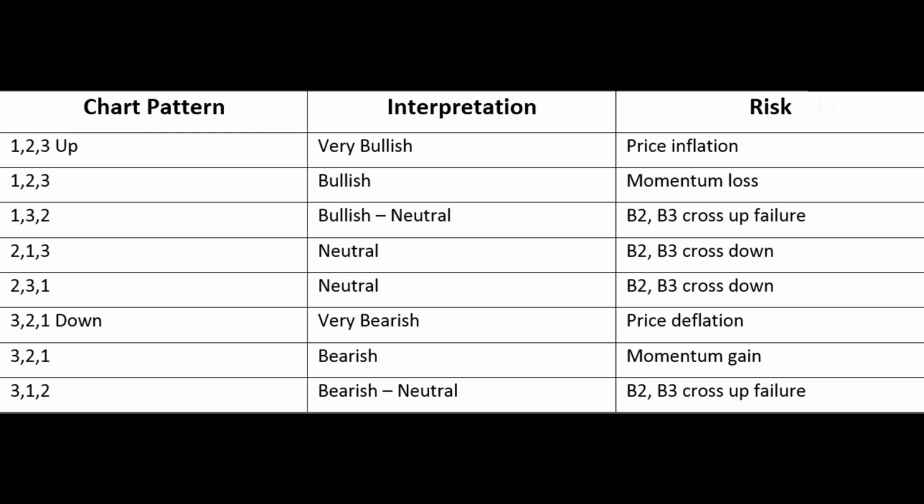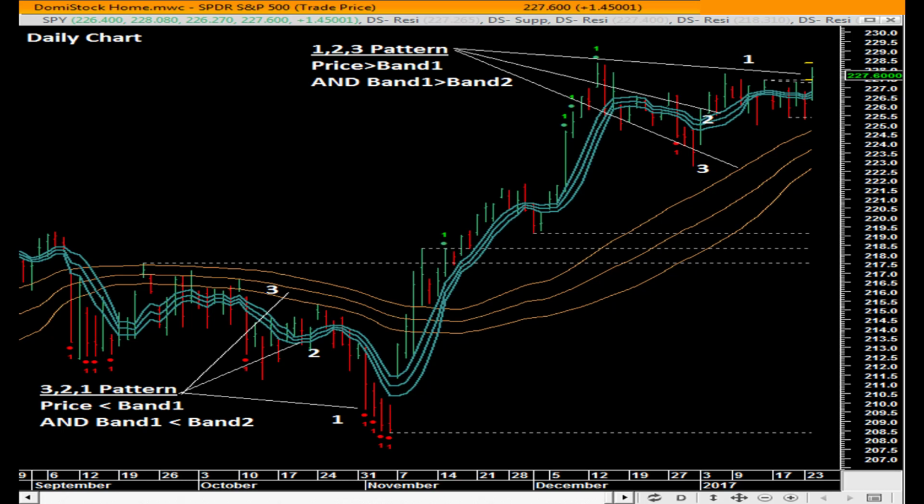Let's talk about the dual band trading system's chart patterns. They are called the 1-2-3 and 3-2-1 patterns, and there are 8 in total. We can see the full list of the 1-2-3 and 3-2-1 patterns and their interpretation on this table. They can be very bullish, bullish, bullish neutral, neutral, very bearish, bearish and bearish neutral. Out of the 8 patterns, 4 are especially important.